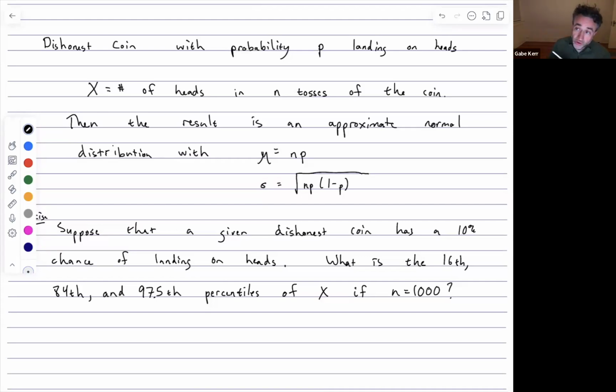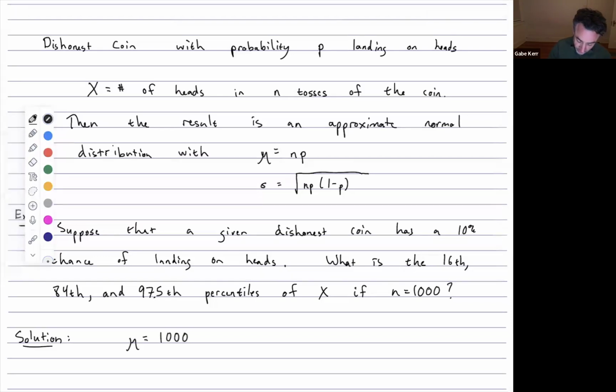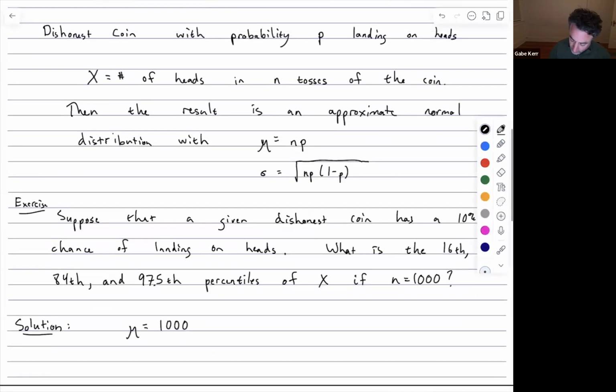Okay, so again, whenever you're doing a model with a standard normal distribution, you need to calculate your mean and your standard deviation. Those are the two numbers that you'll need whenever you're going to talk about standard normal distributions. So the solution here will be mean is going to equal n times p. So I said n is 1,000, and I said p is 10%. That's the probability. So I'm going to move this up so we can read it.